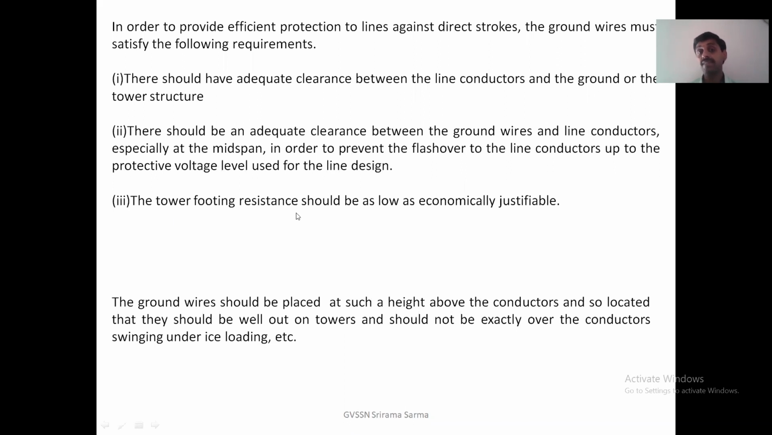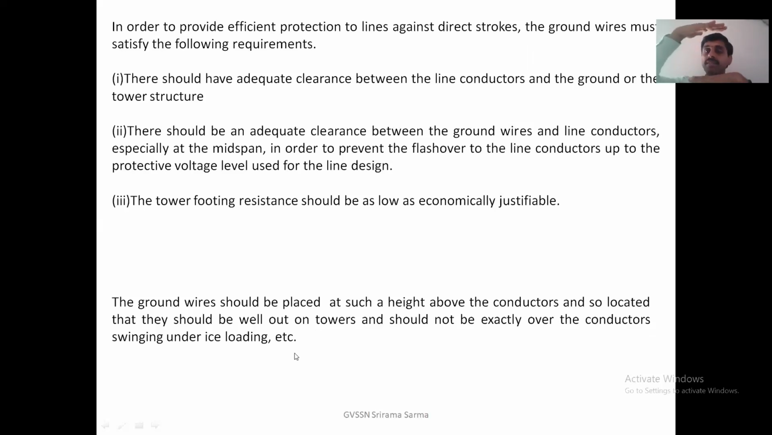The tower footing resistance is a very important point we are going to discuss now. It should be as low as is economically justifiable. Tower footing resistance, TFR, means the resistance at the foot of the tower. That plays a very important role in this protection. We will discuss it now. The ground wire should be placed at such a height above the conductors and so located that it is well out on the towers and not exactly over the conductors swinging under the ice loading.